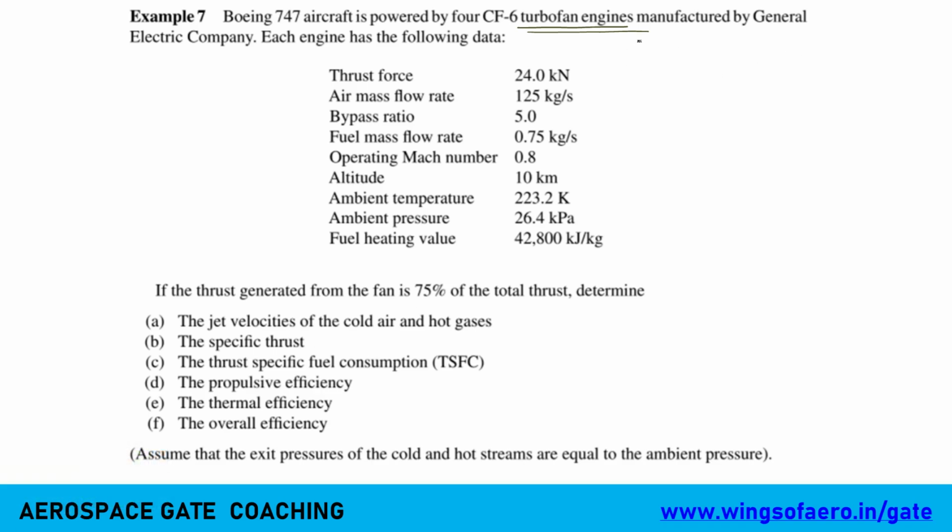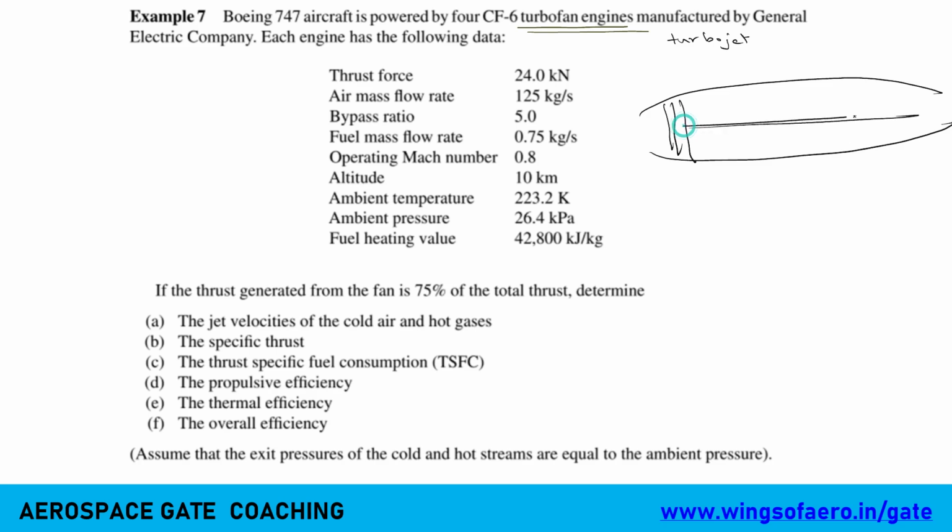I am talking about the difference between turbofan and turbojet. If I make a simple sketch, the compressor is driven through here by a turbine, then we have the combustion chamber, then the nozzle, then the inlet. These are the basic things that we see in a turbojet. But how can we distinguish a turbojet from a turbofan?